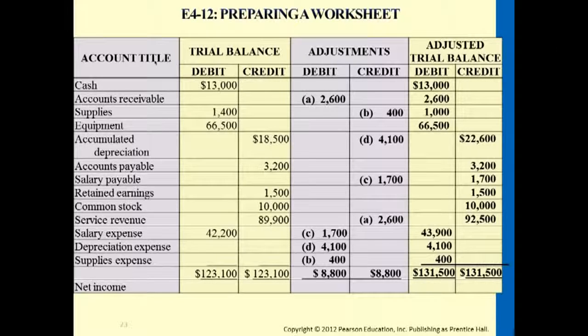Okay, so at the end you should be getting to a total debit amount $131,500. Same for the right side. These two should equal to each other. Okay, I'll give you a minute if you need to make adjustments. And then I'll go on to the last two columns.